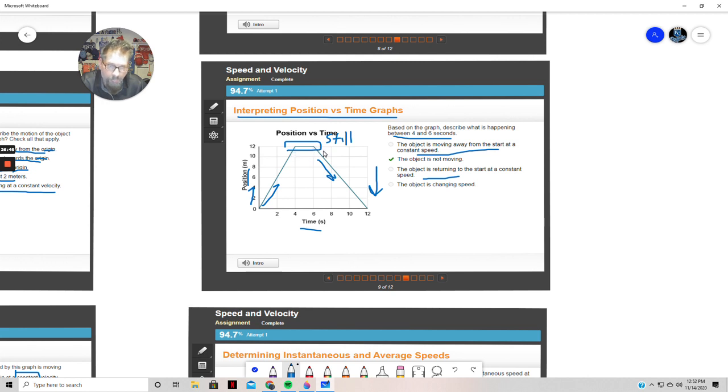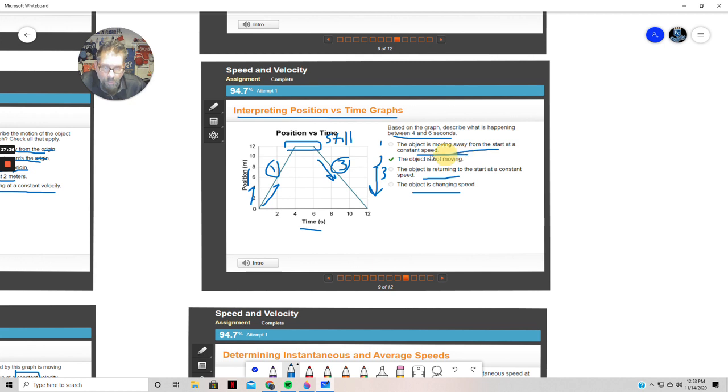It is on this line. So if I number these 1, 2, 3, this is probably an easier way of doing it, this one is occurring for number 1, but it's asking between 4 and 6. This one is occurring for number 3, but not between the 4 and 6. And in this case, the object is changing speed. That's not ever the case because in 4 seconds it went 12 meters, that's 3 meters per second. And then coming back down, it went 12 meters in 6 seconds, that's 2 meters per second. So while it is not the same speed, it doesn't change in its course.